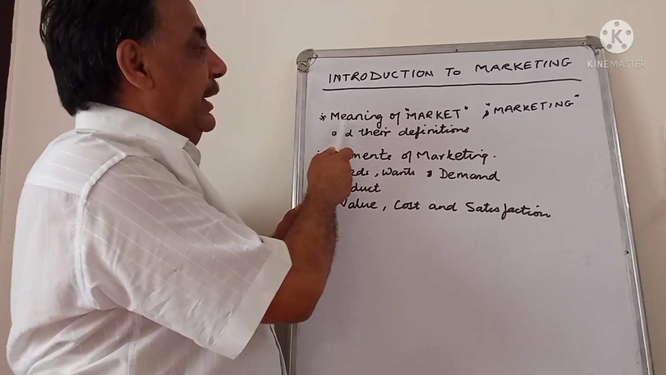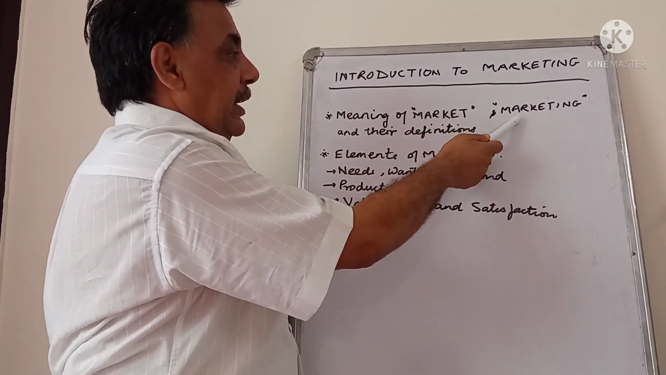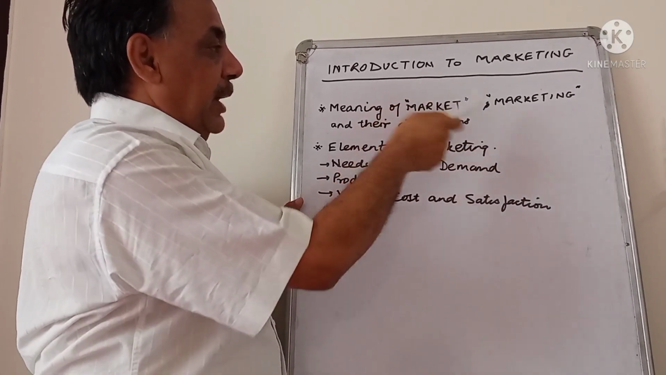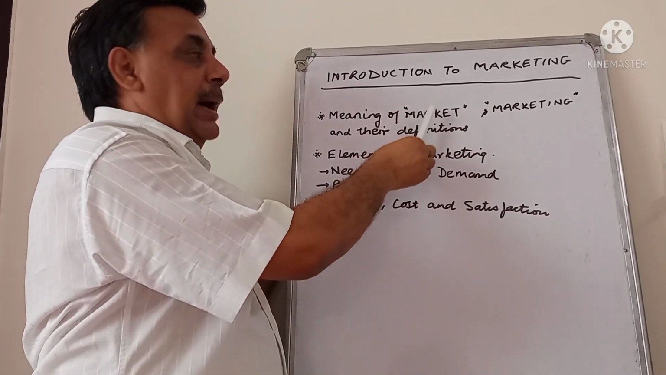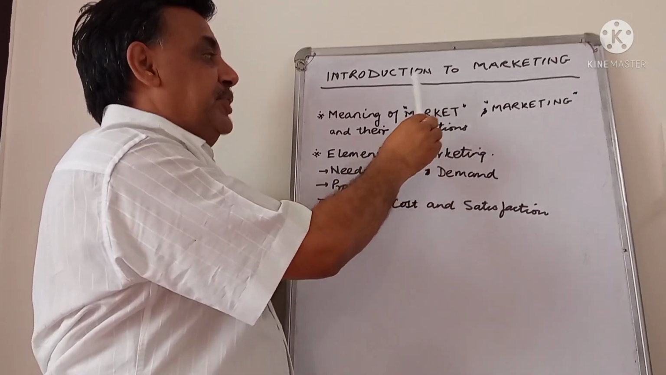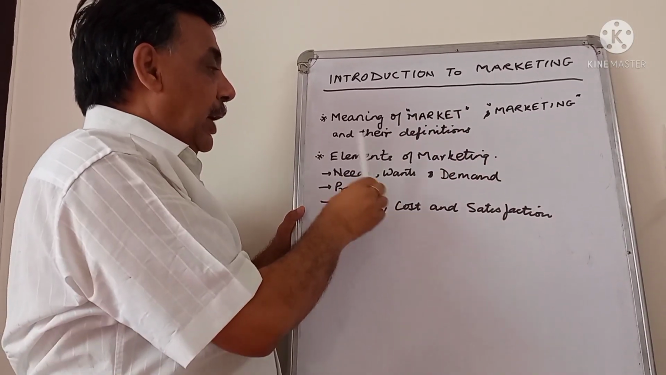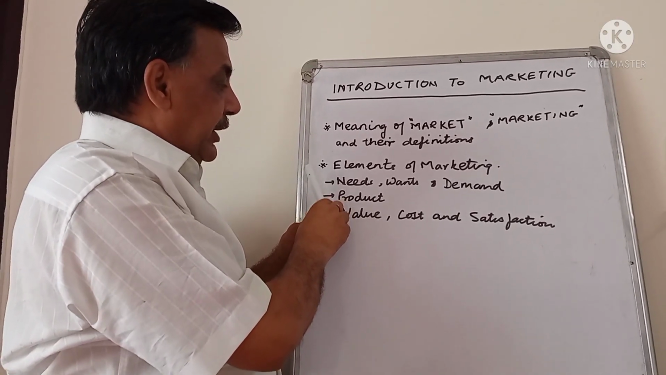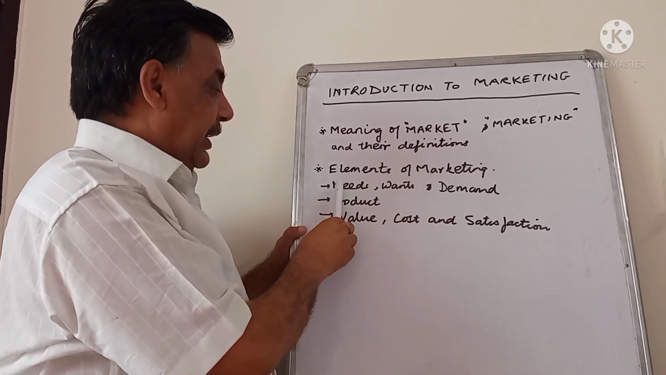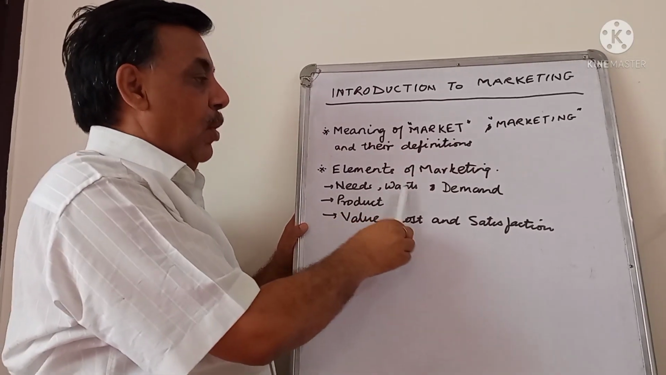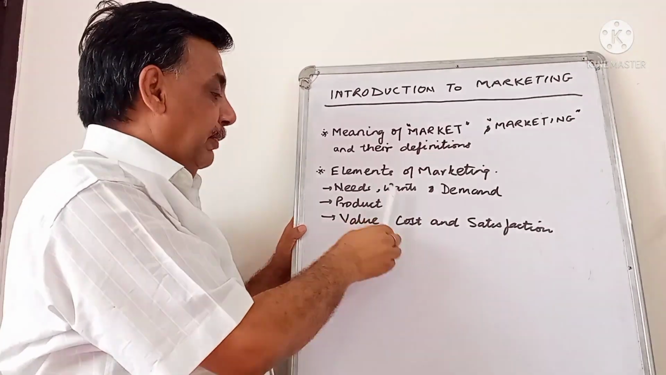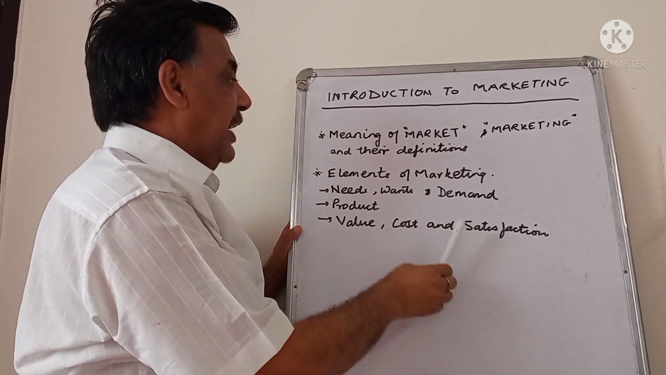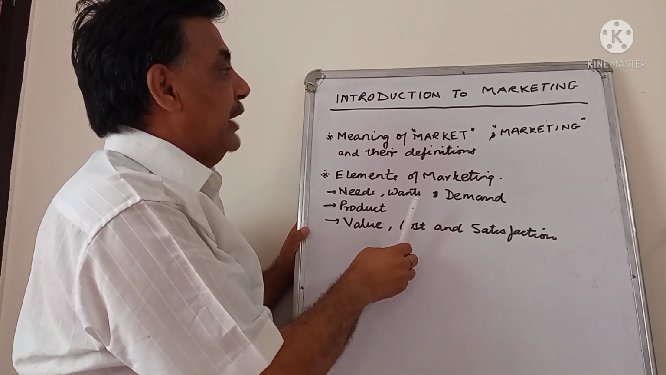In this video, I have discussed what is the meaning of market and marketing. Along with this, I have chosen three definitions each to discuss and understand the concept of market and marketing, that is, the distinction between the market and marketing. I have also taken into consideration the elements of marketing, wherein I have discussed needs, wants, and demand, the concept of product, and the concept of value, cost, and satisfaction. Now let's start with the introduction to marketing.